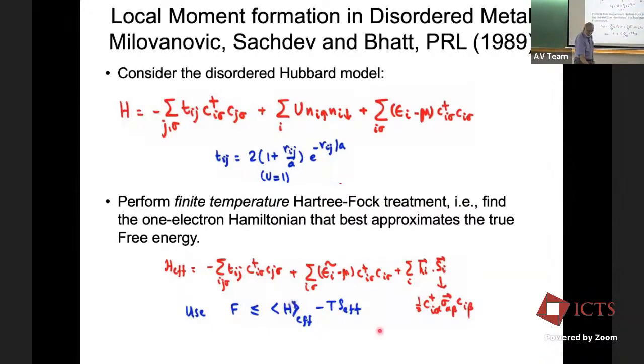And the way we do it is we say that these epsilon i tildes are free parameters in the system. They are effective fields on the spins at each site. That's our choice, and we will choose them so that the right-hand side is minimized. So we hope that it comes very close to the true free energy. So it's a variational calculation. It may be good, it may be bad, at least it's variational.